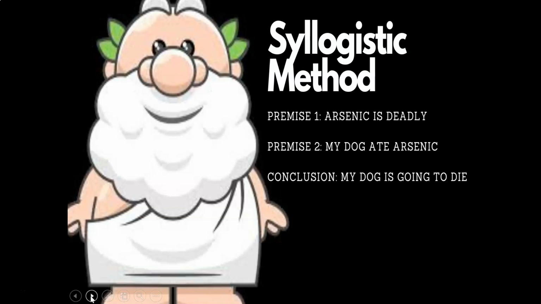And what he meant by that is that they argue with a certain mathematical computative precision, going from premise to conclusion. So if I were to say premise number 1, arsenic is deadly. Premise 2, my dog ate arsenic. Conclusion, my dog is going to die. You would say, Christian, that's very sad, that's very tragic, but you made a very cogent argument.